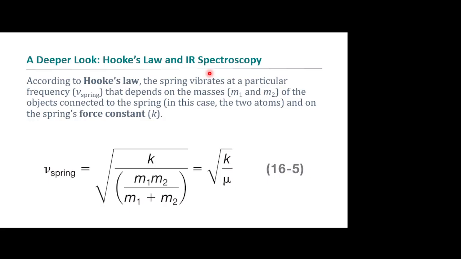Okay, so let's look a little bit deeper at Hooke's law in IR spectroscopy. According to Hooke's law, the spring vibrates at a particular frequency, and this right here is the frequency of that spring vibrating. That's going to depend on the masses of the two objects at the end, so mass 1 and mass 2. In this case, we would have the masses of atoms, right? And we would also have to take into account the spring's force, the force that's connecting the two things.